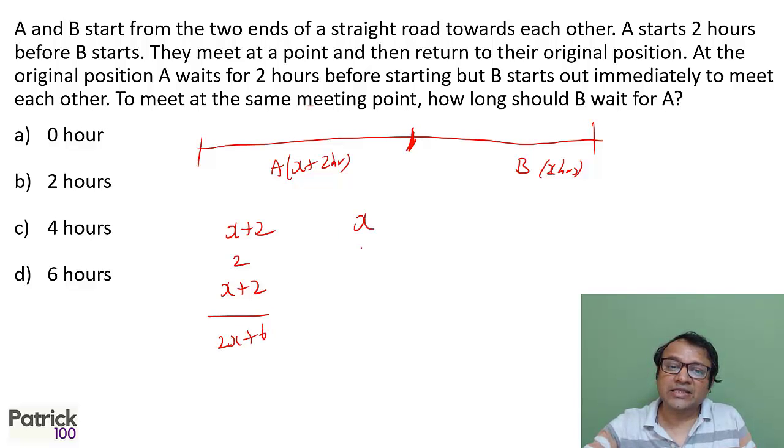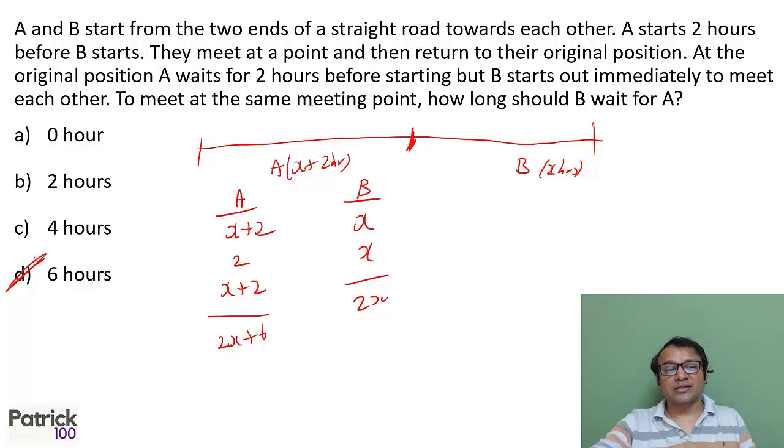Whereas B will take X plus X, 2X hours. So A will take 2X plus 6 hours, B will take 2X hours, which means B will reach 6 hours before A. So B has to wait for 6 hours. D option.